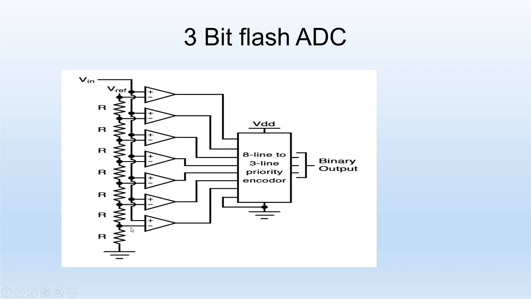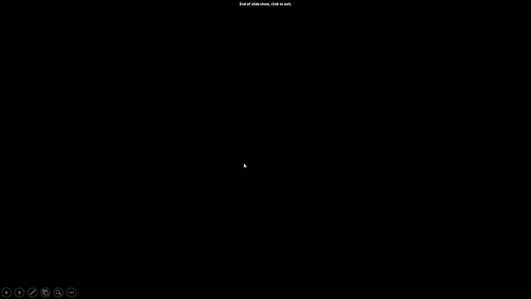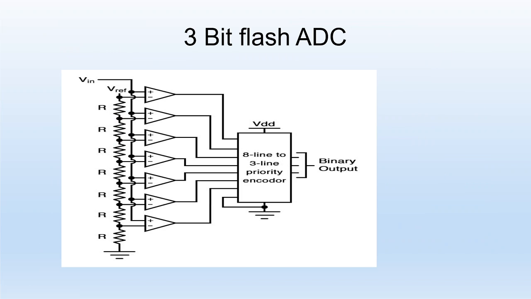The lowest comparator will have its input as VR by 8. The second lowest comparator will have its input as 2 VR by 8. The third lowest comparator will have 3 VR by 8, then 4 VR by 8, 5 VR by 8, 6 VR by 8, and 7 VR by 8 will be the fixed input given to the last comparator. And then we have to design a 3-bit priority encoder. Like we designed the 2-bit priority encoder, we have to design a 3-bit priority encoder here.